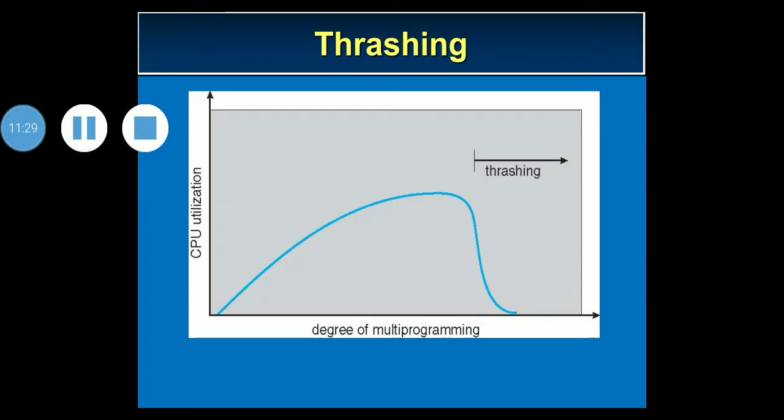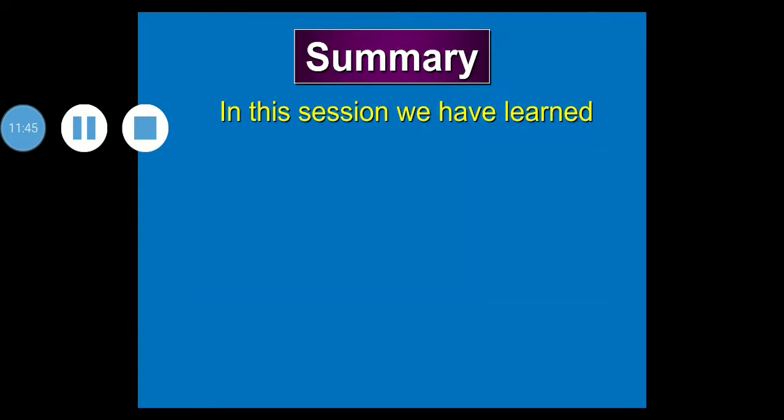So this shows the graph representing CPU utilization and degree of multiprogramming and what is thrashing. After a certain limit, as you increase the degree of multiprogramming, CPU utilization decreases, and this is known as thrashing.